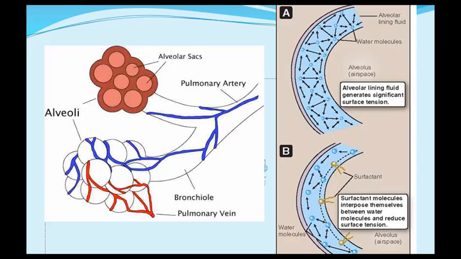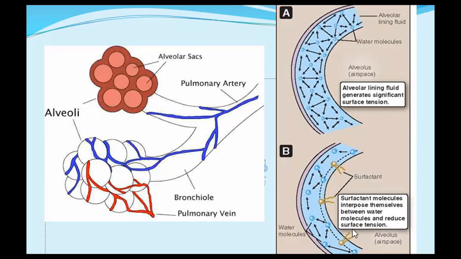Okay, surface tension is also related to the alveoli. If you can see here, we have the alveolar lining fluid, wherein we have water molecules, and then we have here the air space. This lining fluid generates surface tension. But when there is surfactant, that surface tension decreases. Surfactant molecules interpose themselves between water molecules and reduce the surface tension.